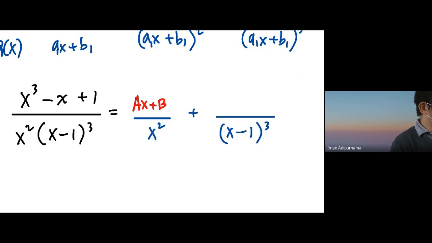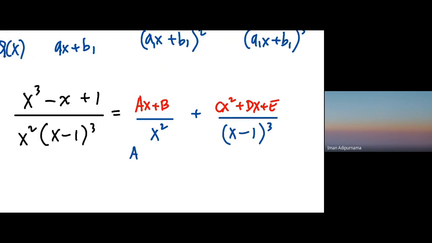And if we have a cube, you will have cx squared plus bx plus d, sorry, plus dx plus e. Now imagine you are breaking this down into two parts. So ax over x squared, we can write in terms of a over x plus b over x squared, right? Still applicable here, right?